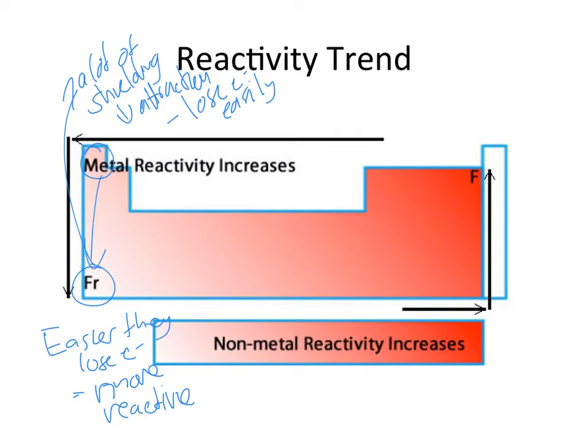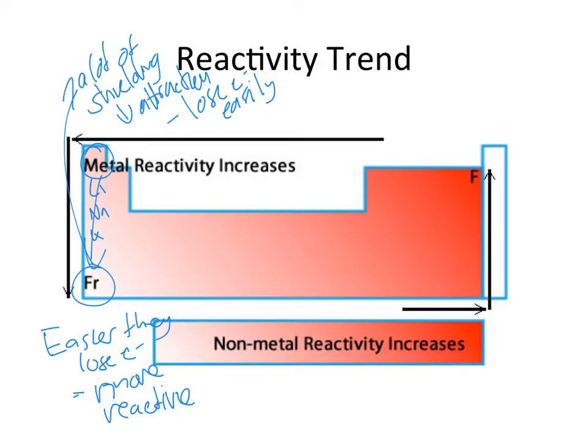If you go back and remember our little explanation of lithium, sodium, potassium, as we went down this group from Li to Na to K, you can see that the ability for these elements to lose their electrons gets easier as we go down. The easier they lose their electron, the more reactive they are.